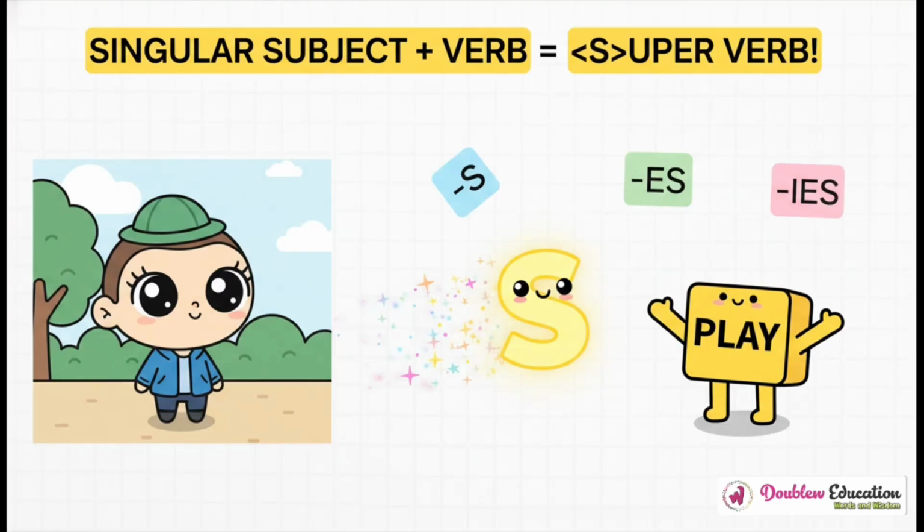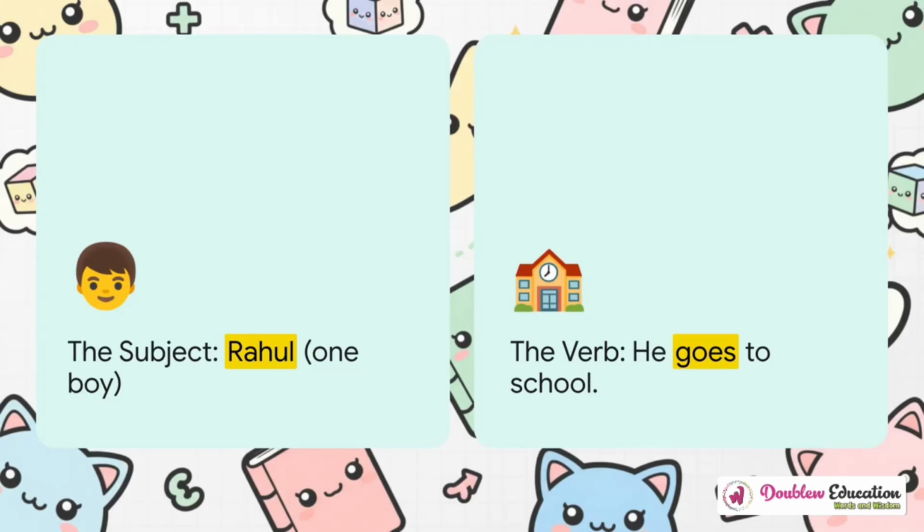So imagine Rohan is playing all by himself in the park. He's just one player. Because he's alone, his action word gets a little something extra, a special S at the end. It's a tiny change, but trust me, it's a really big deal. So here's how that rule looks. Since our player, Rohan, is just one boy, the action word go gets that special S and becomes goes. See? He goes to the park.